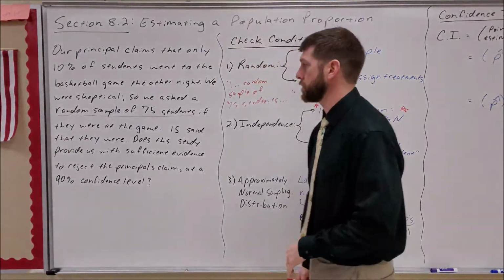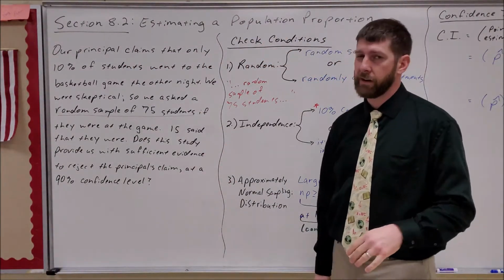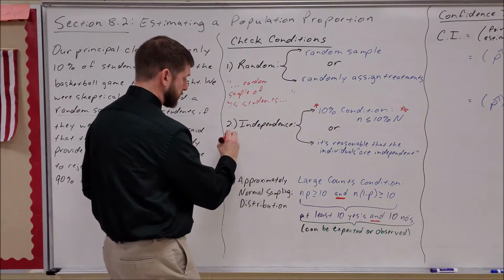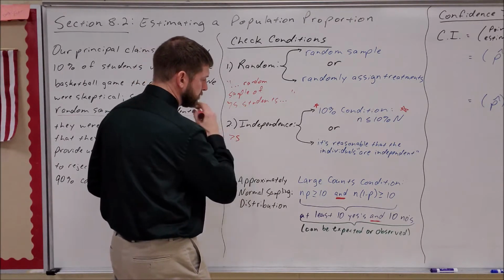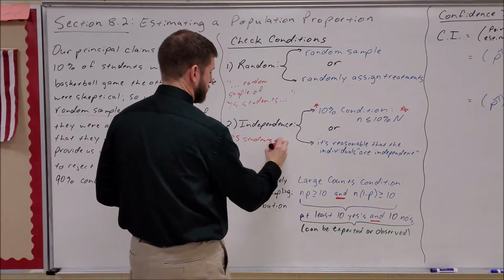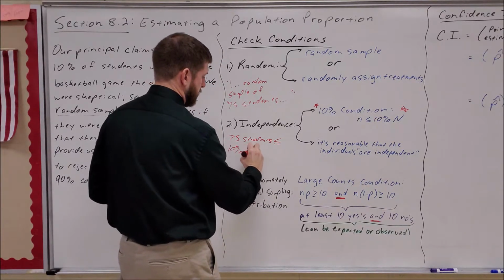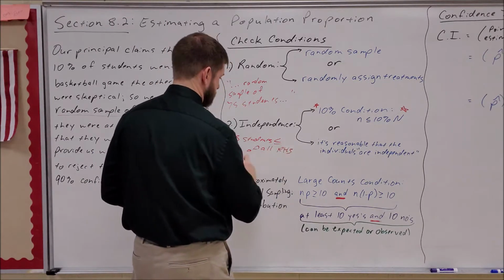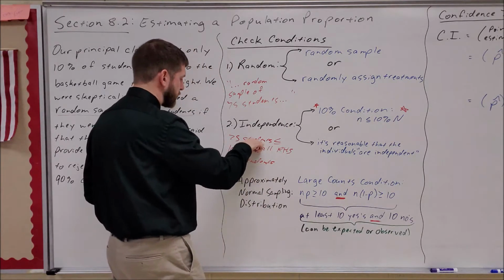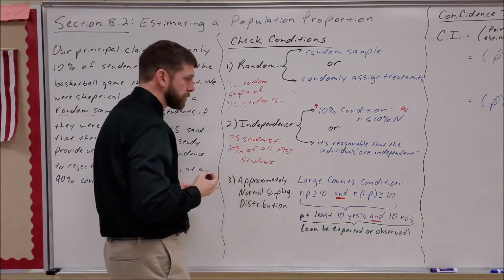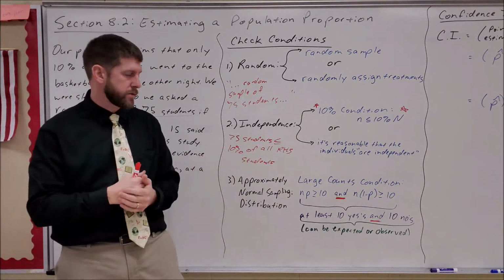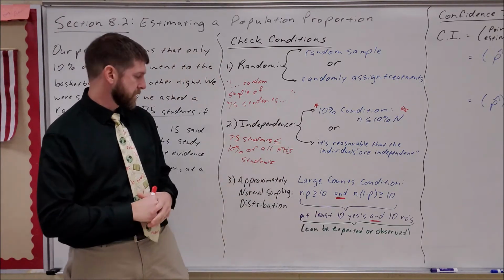Well, did we meet the 10% condition in this case? Well, our sample size was 75. We've got about 2,100 kids in the school. So there it is. That's all you have to do. You just say 75 students is less than or equal to 10% of all RHS students. So I don't have to actually calculate the 10% of our 2,100. We just know it's kind of an intuitive thing. 75 is less than 10% of the school. All right, so we've met the independence condition.